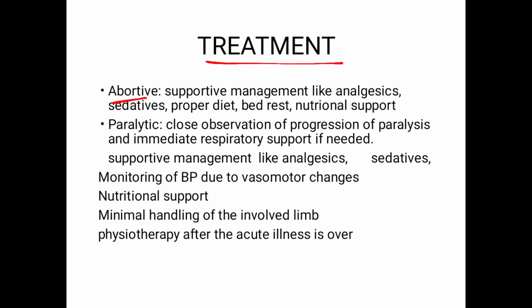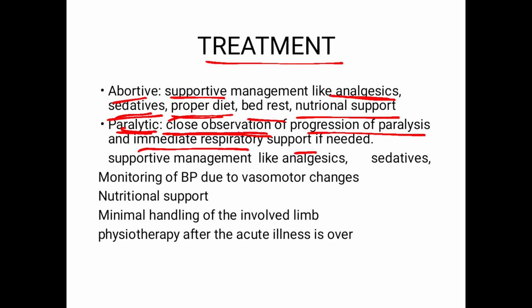The treatment. In case of abortive polio, treatment is usually supportive, like analgesics for pain, sedatives in order to reduce the anxiety and irritability of the patient, proper diet, bed rest, and nutritional support. In paralytic poliomyelitis, you need to closely observe the patient for respiratory insufficiency that might develop due to the involvement of diaphragmatic and intercostal muscles, and closely observe the progression of paralysis, with immediate respiratory support if needed. Supportive management, again, like analgesics and sedatives.